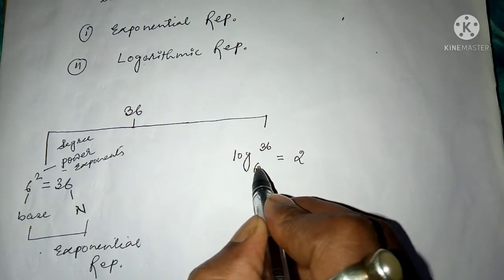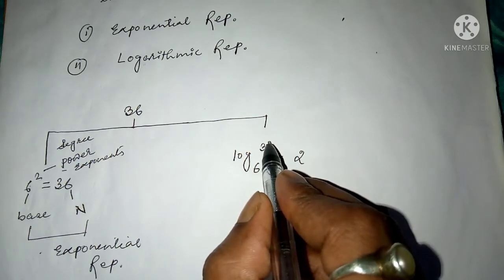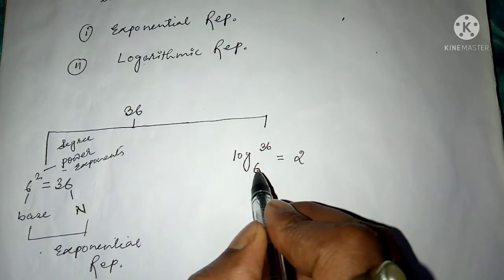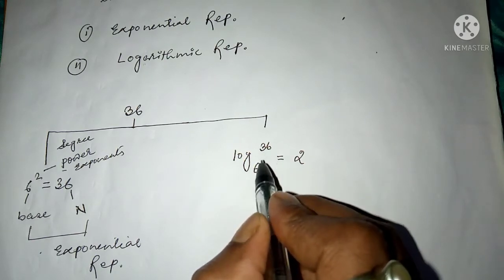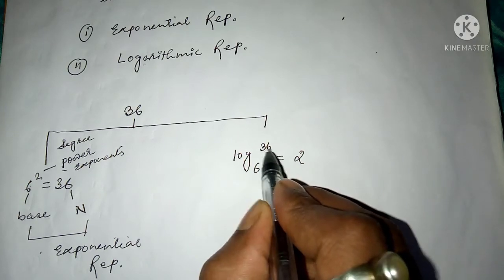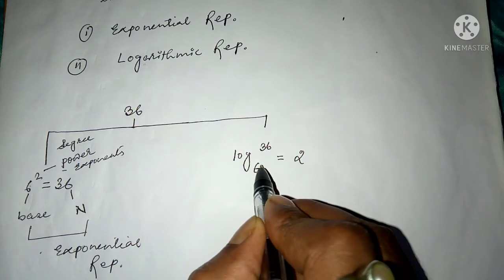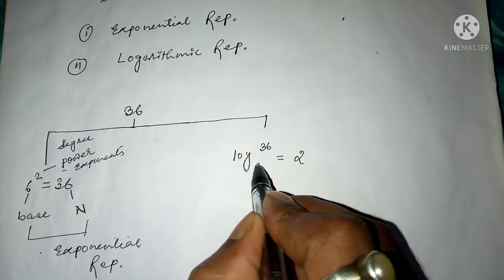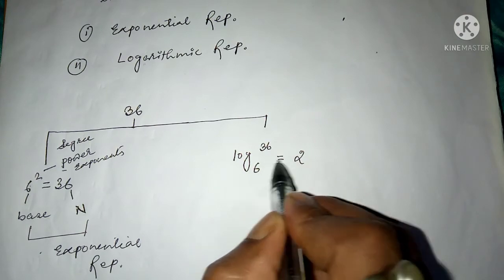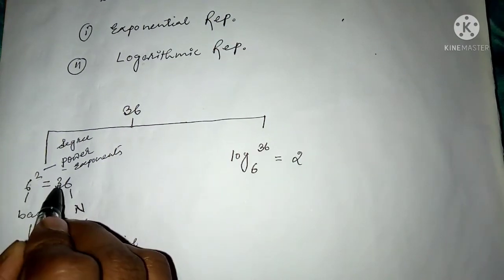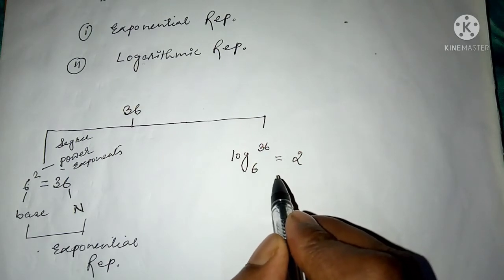what power of 6 gives us 36? I am repeating it again, what power of 6 gives us 36? That is 2. It's very simple. This is the way we're writing, which means what power of 6 gives us 36. The answer is 2, because we know 6 square equal to 36. So this is called your logarithmic representation.